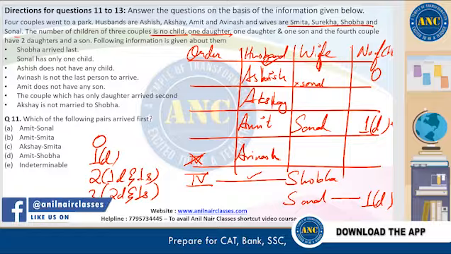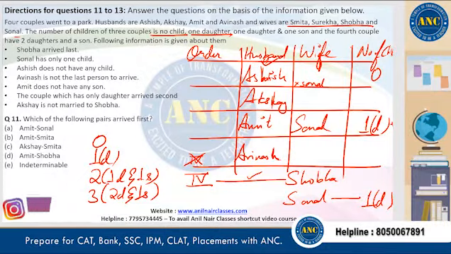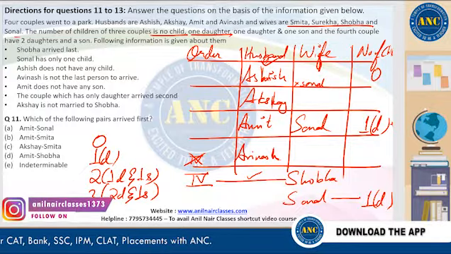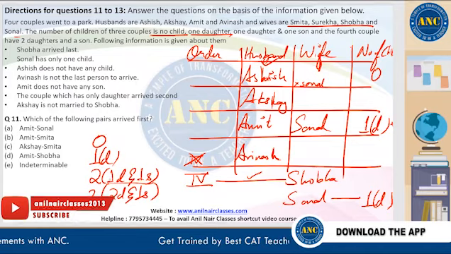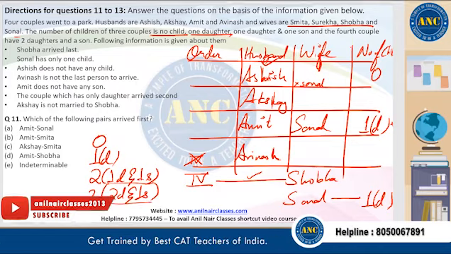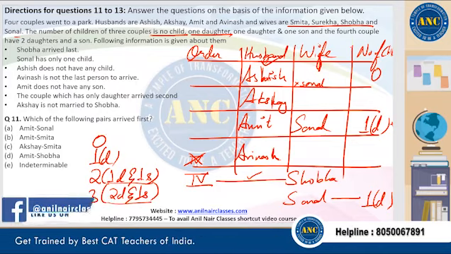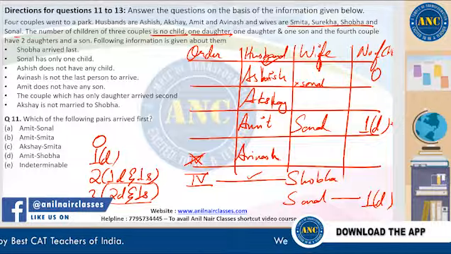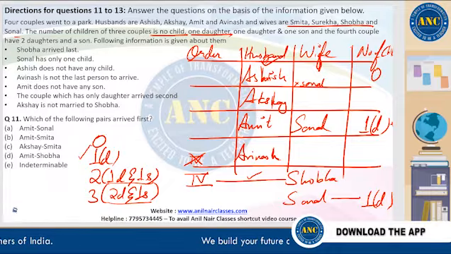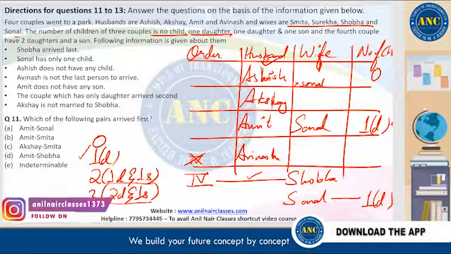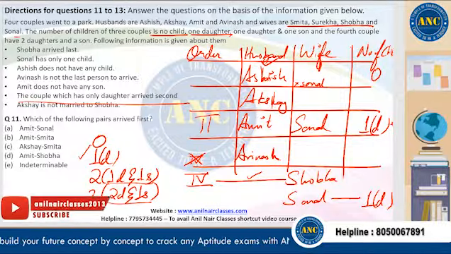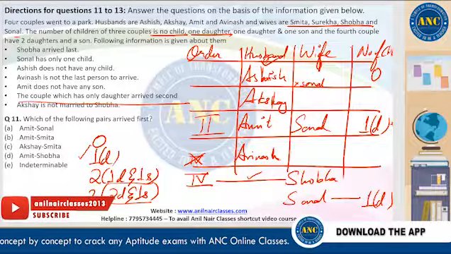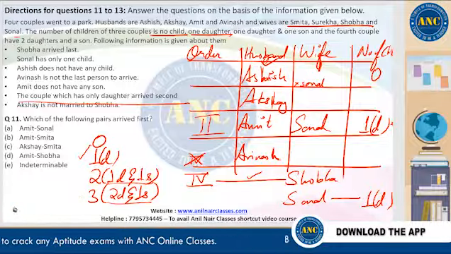Further, they say the couple which has only a daughter arrived second, and we understood by now there is one possibility, no children, only daughter. This one case has one daughter and one son, and the last case has 2 daughters and 1 son. So only daughter, that means definitely this case. The couple which has only a daughter arrived second, so the order of arrival of Amit and Sonal has to be second. Right? That makes life easy.